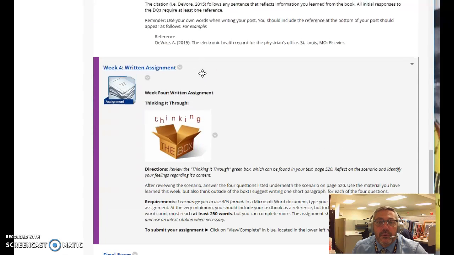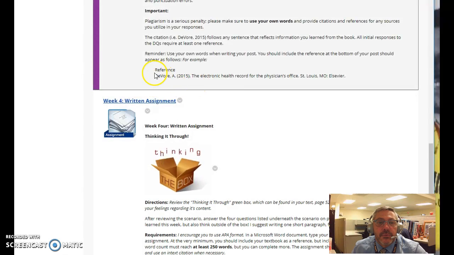And the one thing I will reiterate again, this reference right here, the DeVore A 2015, the electronic health record for the physician's office, this is just an example. It says, for example, this is not the reference to the textbook. So if you put this, I'm not going to accept it as a reference, because I put this out there 3 weeks in a row now, and I'm still getting this as a reference. It is not a reference for your textbook.